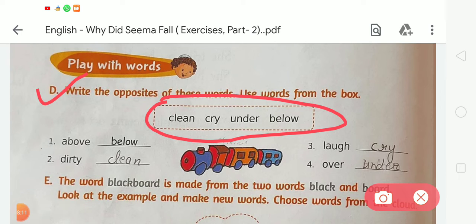As you all know that Seema's room is untidy, and the meaning of untidy is dirty. Here we have to write the opposite of dirty. So student, we have to choose the word from the box. Below is already done. So we have to write here the opposite of dirty is clean. What is the spelling of clean? C-L-E-A-N, clean. So we have to note down the spelling of clean on the given blanks.